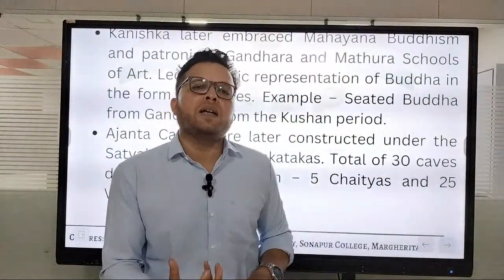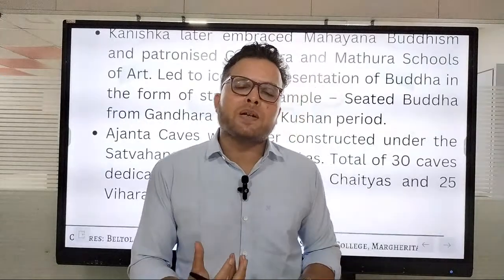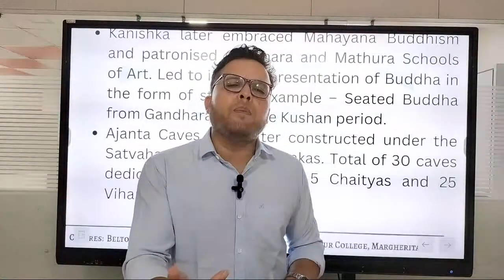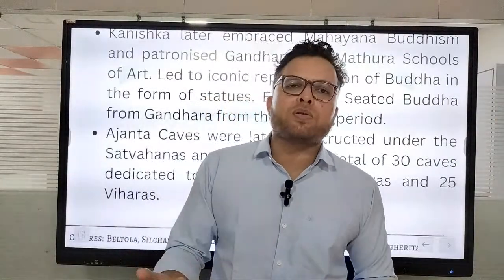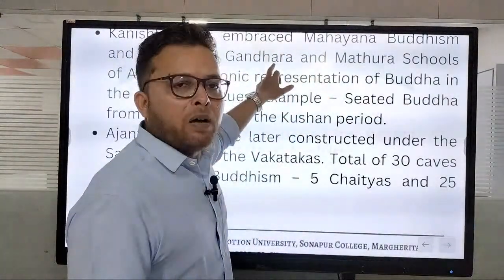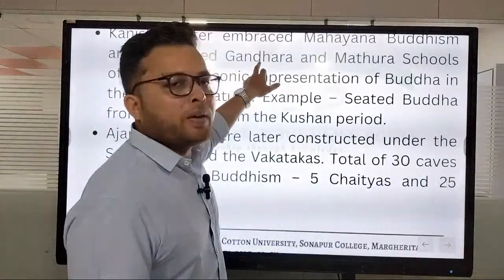Kanishka came up with the idea of having two capitals. Okay, one capital was located at Mathura and the other capital was located at Peshawar. Or Purushapura. At that time it was known as Purushapura. Now it is known as Peshawar. It's in Pakistan, as we all know. And Purushapura used to be a city of Gandhar.